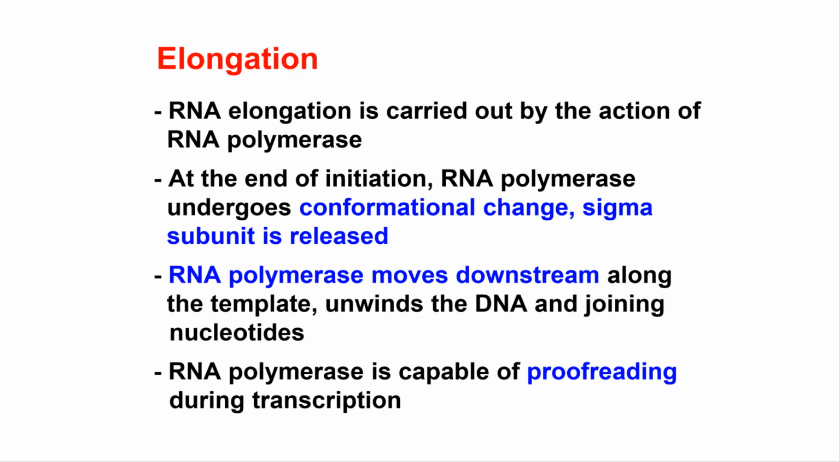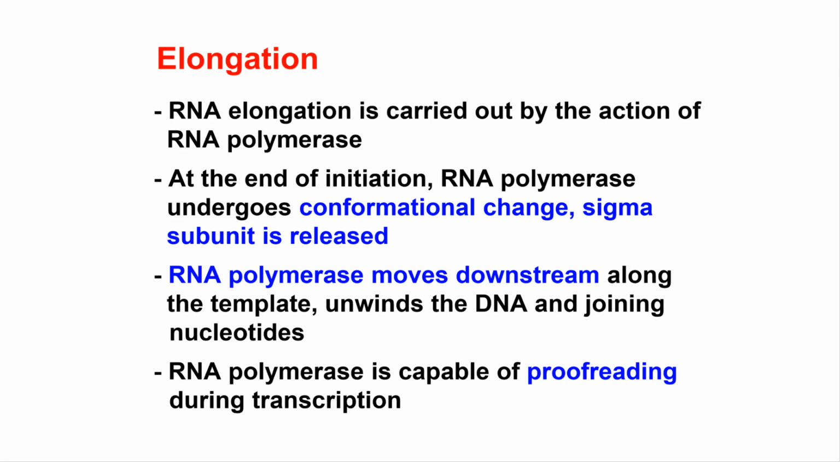As we discussed before, at the end of initiation, RNA polymerase, that holoenzyme, undergoes conformational change. This conformational change triggers release of the sigma subunit, which allows RNA polymerase to move downstream beyond the promoter. And as it moves downstream, it adds nucleotides at approximately the speed of 40 nucleotides per second if the reaction is kept at 37 degrees Celsius.